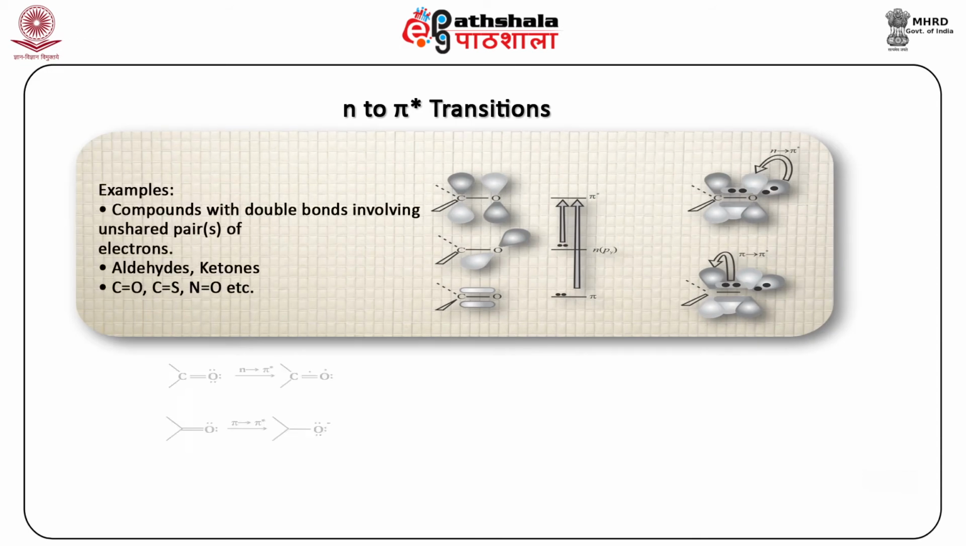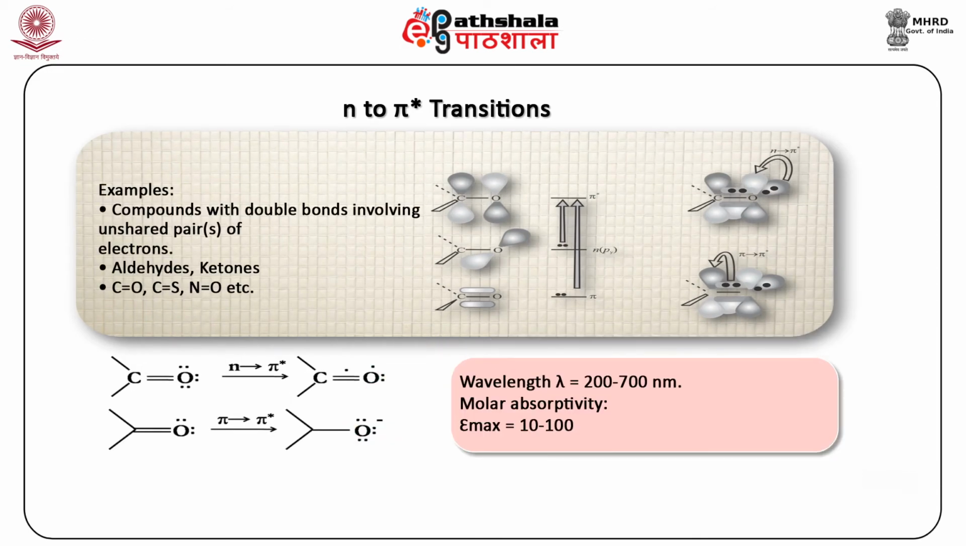Saturated carbonyl compounds show two types of transitions: low energy, that is n to pi star, and high energy, that is pi to pi star. Although transitions from n to pi star involve the lowest amount of energy, they are still found to be of very low intensity as this transition is symmetry forbidden. Thus, the most intense band for these compounds is always due to the pi to pi star transition.